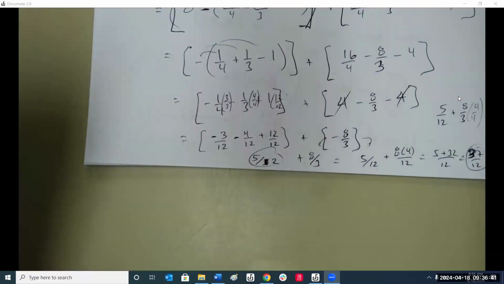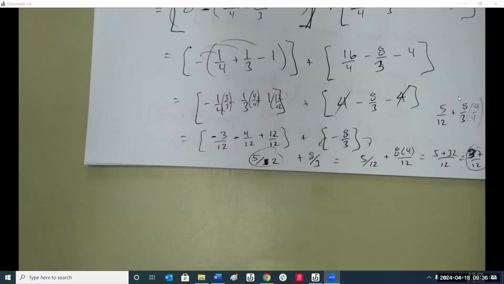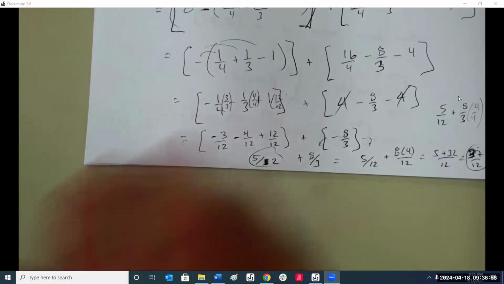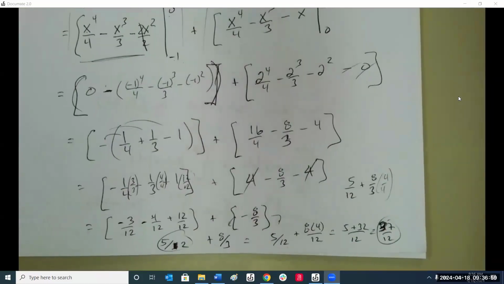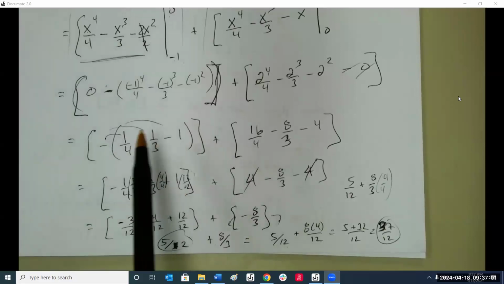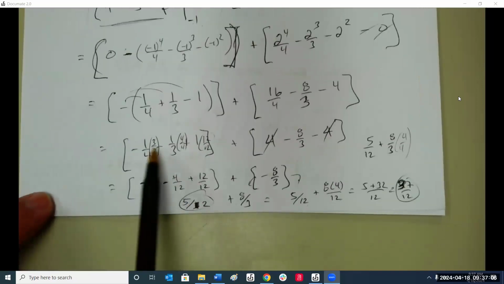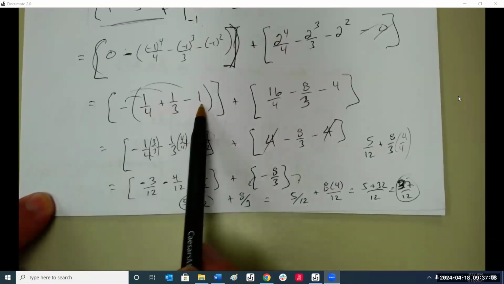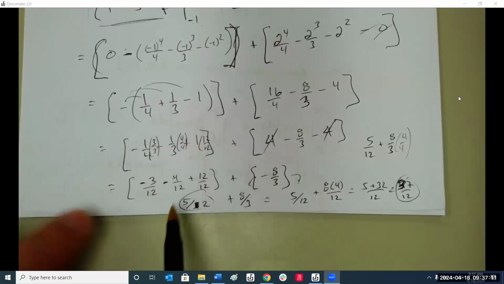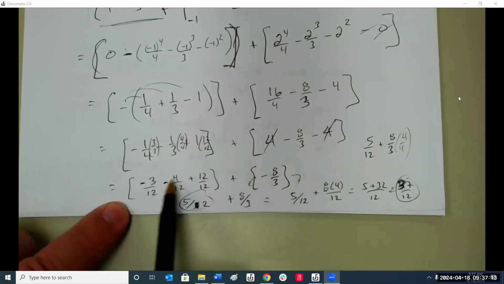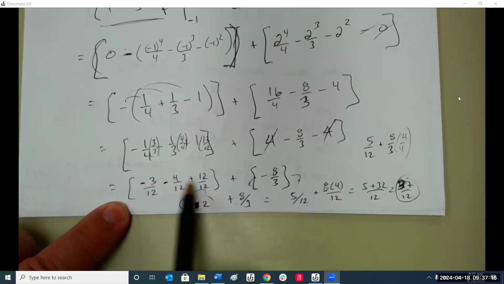What do y'all think? Did I go too fast? Yes. Here? Right here. So you're okay with where I got all these? Get a common denominator. So we have this is negative, that's negative. So -3, -4 is -7. -7 plus 12.